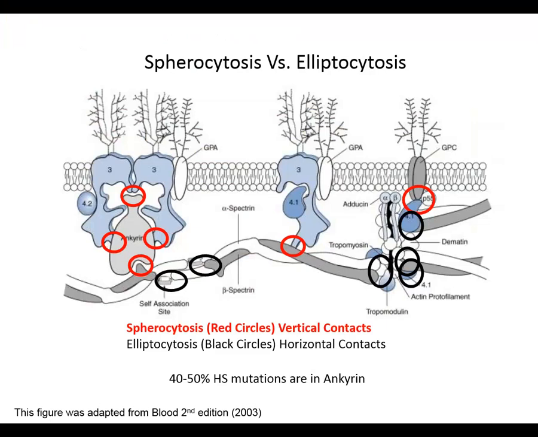Mutations which inhibit two spectrin dimers from associating with each other will produce a red blood cell with an elliptical shape. These mutations can be mapped to the structures shown in the black circles. Patients with hereditary elliptocytosis will have similar symptoms as patients with hereditary spherocytosis. There is just a slight difference in the shape of the cell.